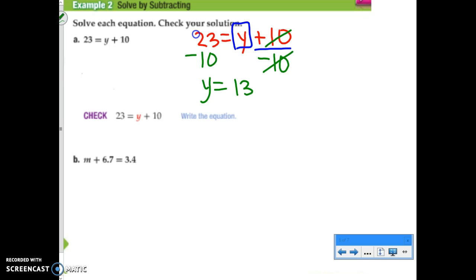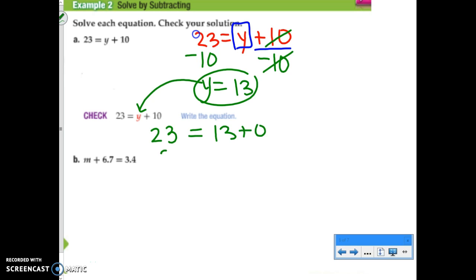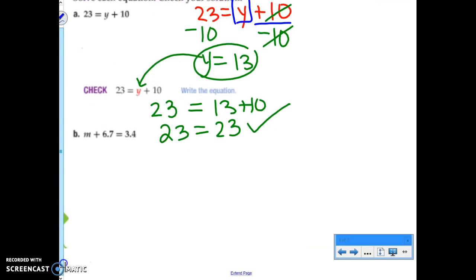Okay, again, I can take this and check my equation. I plug 13 back in for y, I substitute it back in, and I'm left with 23 equals 13 plus 10. In this case, 23 has to equal 13 plus 10, which gives me 23. So we know that 23 is always going to equal 23, which means that we came up with the correct solution.